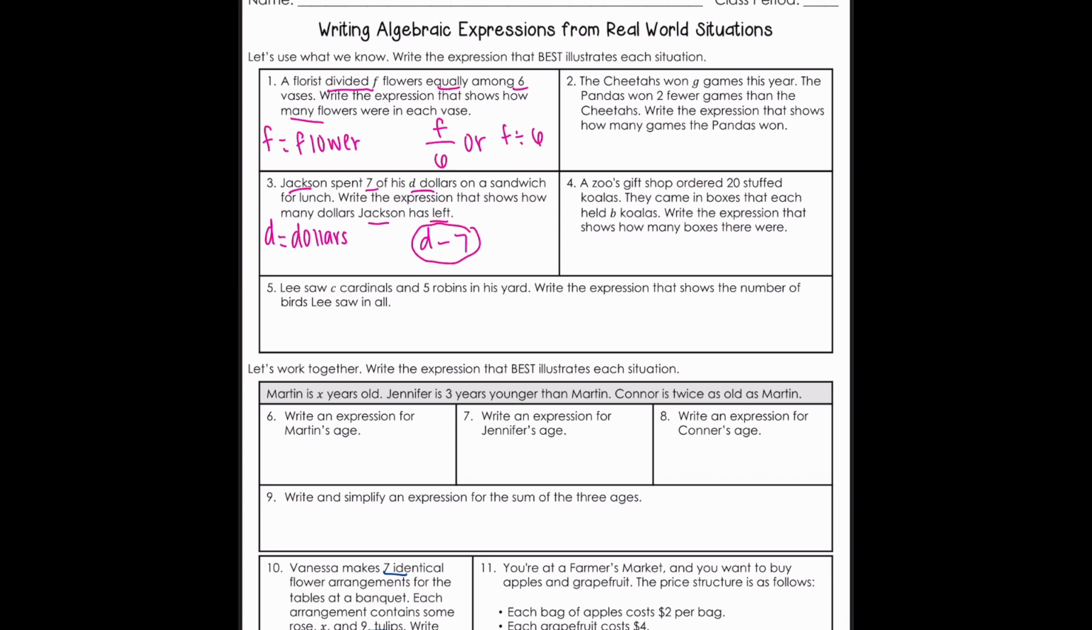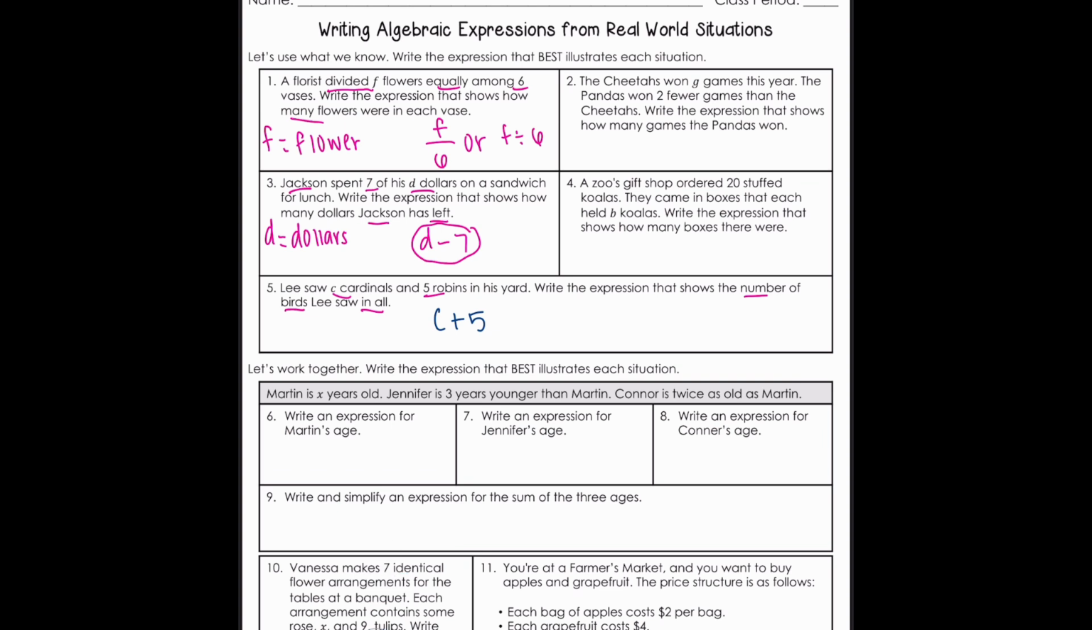It says, Lee saw some cardinals and 5 robins in his yard. Write the expression that shows the number of birds Lee saw in all. Okay, keyword is in all. In all is a keyword for addition. Okay, so we're going to take his cardinals that he saw that we don't know and add it to the 5 robins he saw in the yard. Okay, and then we're going to jump down to number 10.